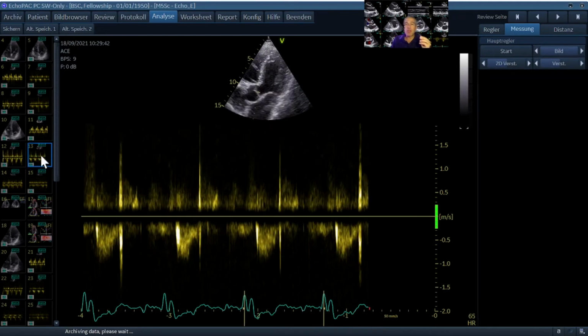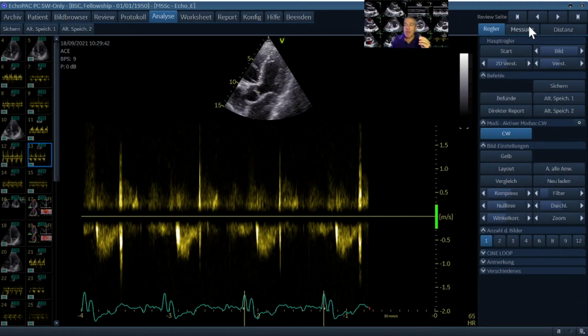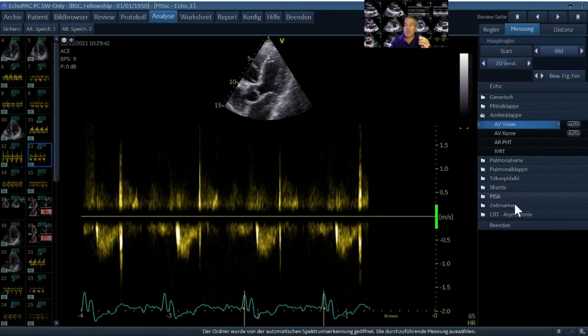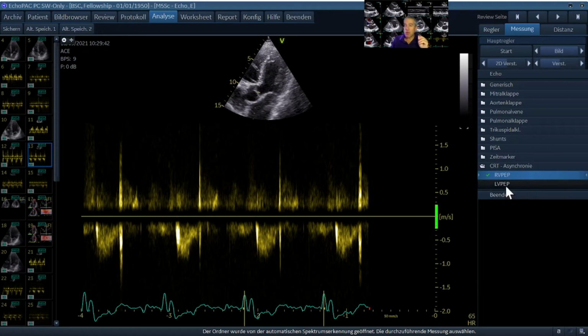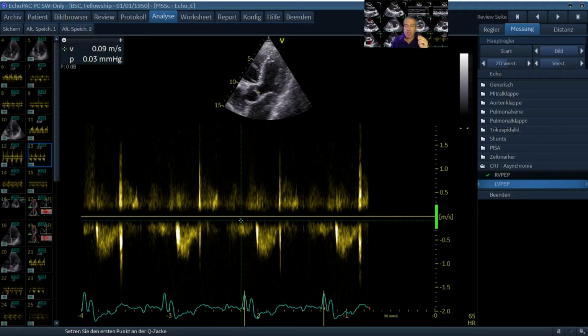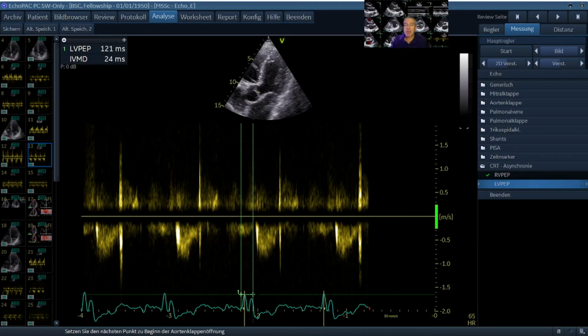Now let's move to the aortic valve. And we do the same measurement with the same reference point, that's important, from the onset of the QRS, so look down here, to the onset of outflow. And you see how late this is, 180 milliseconds.